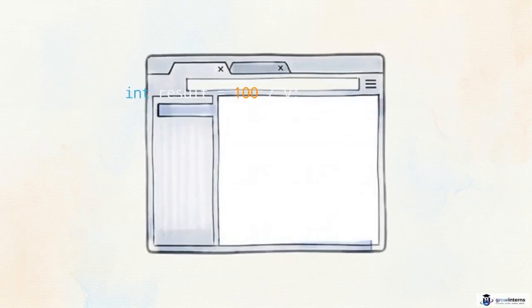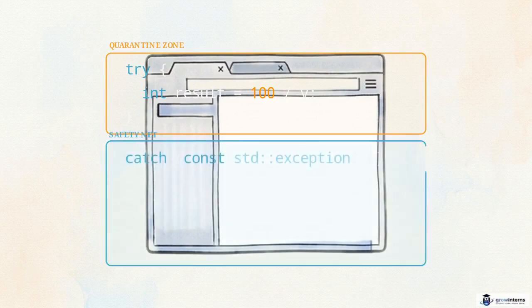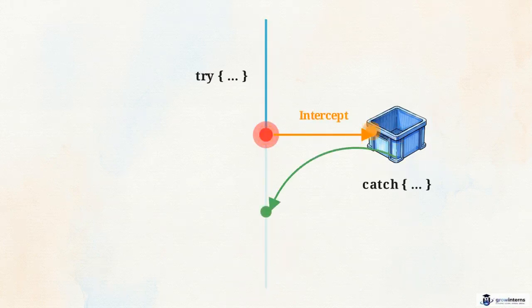We quarantine the dangerous operation by wrapping the code in a try statement to monitor for failures. Beneath it, we construct a catch block. This safety net remains entirely dormant unless the try block collapses. Instead of passing an error, the program intercepts the failure, executes our fallback instructions, and keeps the application running.